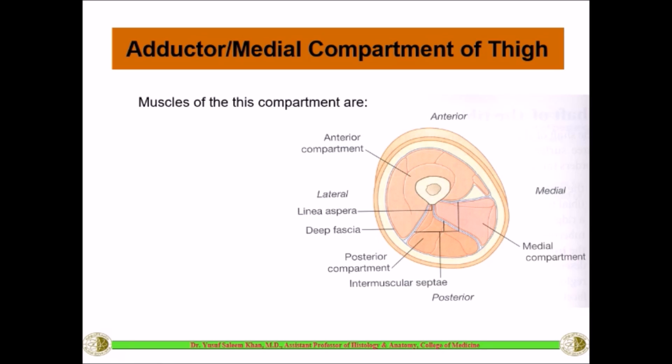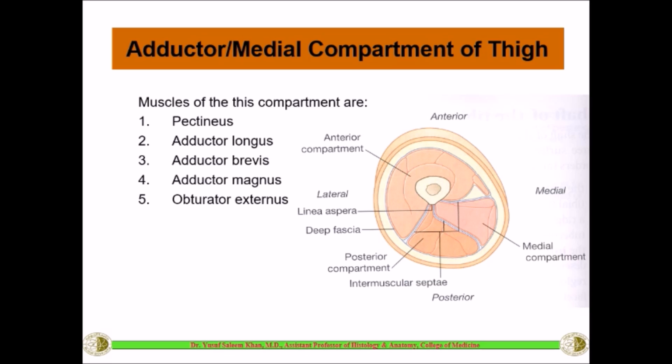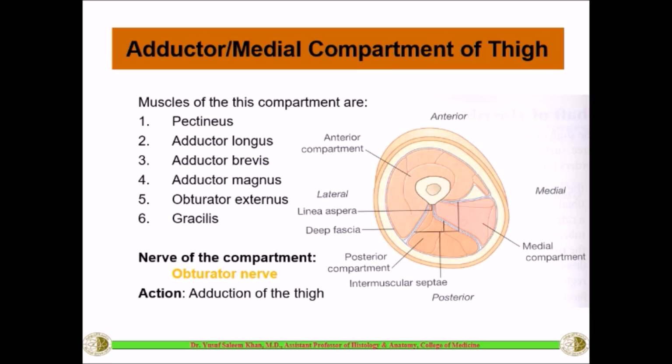The muscles of this compartment are 6 in number. One is the pectineus, second is the adductor longus, adductor brevis, adductor magnus, obturator externus, as well as the gracilis. These are the 6 muscles which constitute this compartment. The nerve supply to all these muscles is by the obturator nerve. So the nerve of this compartment is the obturator nerve, and the main action of these muscles, as the name indicates, the adductor compartment, is adduction of the thigh.